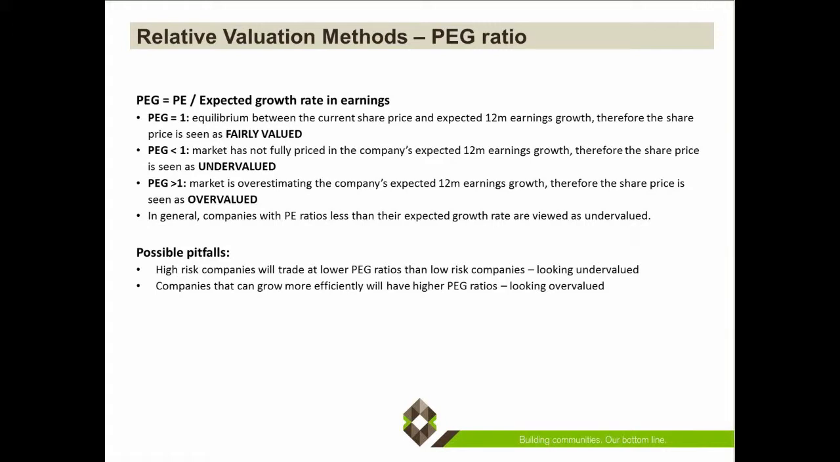The possible pitfalls when you're looking at your PEG ratio could be that high-risk companies will trade at a lower PEG ratio than lower-risk companies. So they look undervalued, but they are really not undervalued. And then you can also look at companies that grow more effectively and efficiently will have higher PEG ratios because the market is giving them a premium price earnings. And they might look overvalued, but they are really not overvalued.